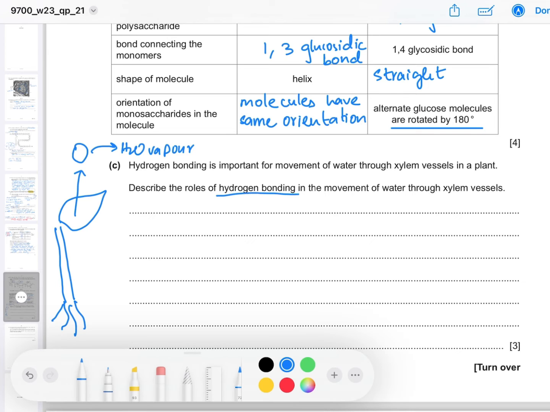Water vapor will be evaporated from the cell wall of spongy mesophyll cells, from the surface of spongy mesophyll cells, and due to attraction between water molecules resulting from hydrogen bonding, water molecules at the top of the xylem vessel will be drawn towards the spongy mesophyll cells, and these molecules at the top will then attract the water molecules lower down, and this is how the transpiration pull will continue to pull up water.